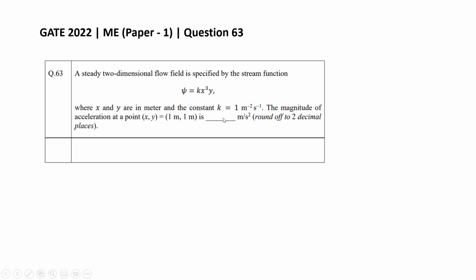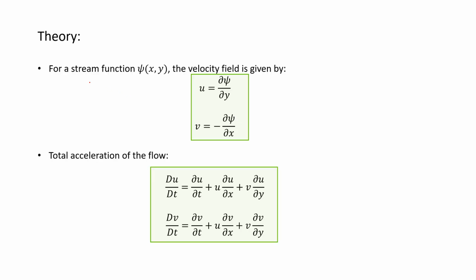So now let's see the concepts we need to know to solve this question. We need to know how to extract the velocity field from a given stream function psi, and these two expressions give you the u and the v velocity component when psi is your stream function in x and y direction. So u is partial psi partial y and v is minus partial psi partial x.